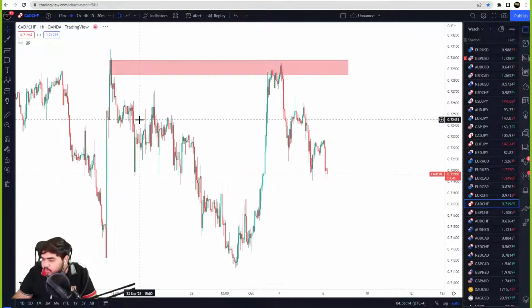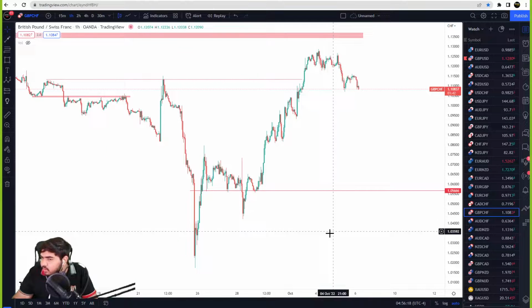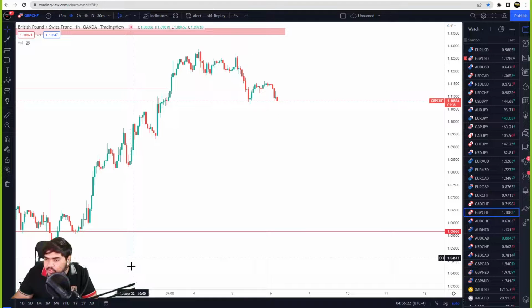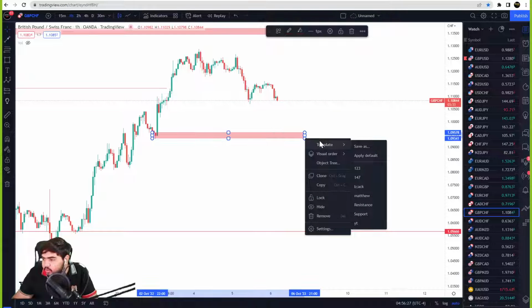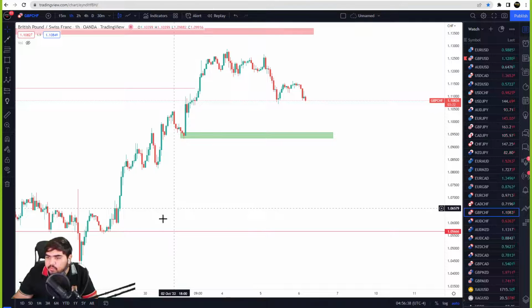We're going to jump quickly to the next pairs. There is nothing on GBP CHF. What I'm seeing right now is a buying opportunity around this area. I would be looking for some sort of buys. This would be a trend reversal trade, but there would be some sort of retracement expected from this level.